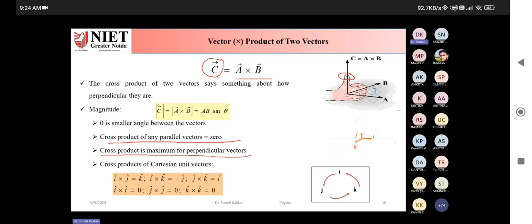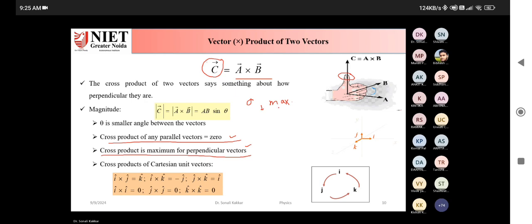So it can tell us how perpendicular two vectors are, right? If the cross product is 0, that means they are not perpendicular to each other at all. They are parallel to each other. And if they are perpendicular, the cross product is maximum. So if the cross product lies between 0 and the maximum value, we know for sure that the vectors are not exactly perpendicular, they are at some angle.